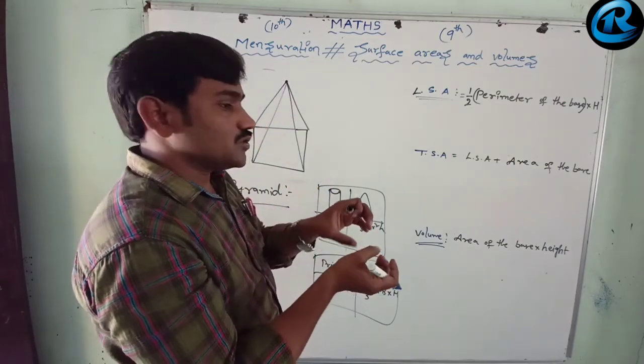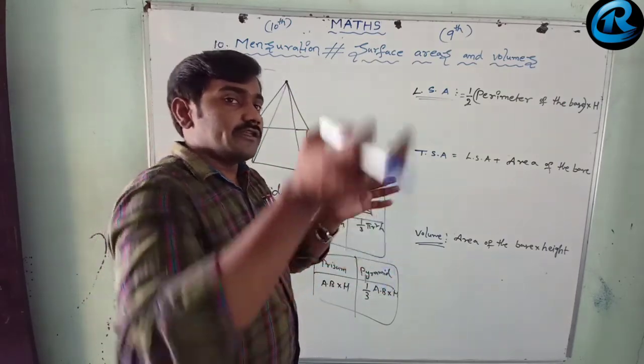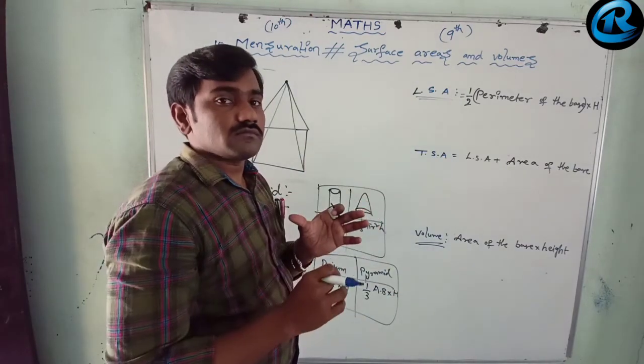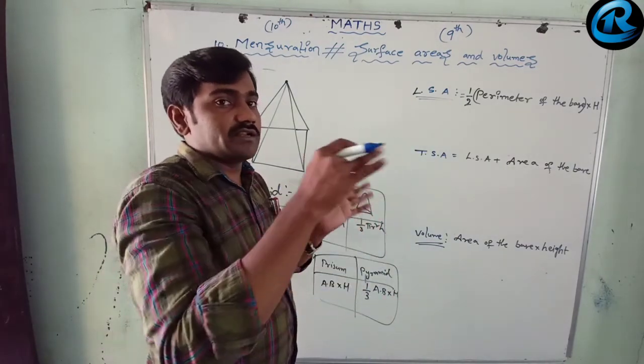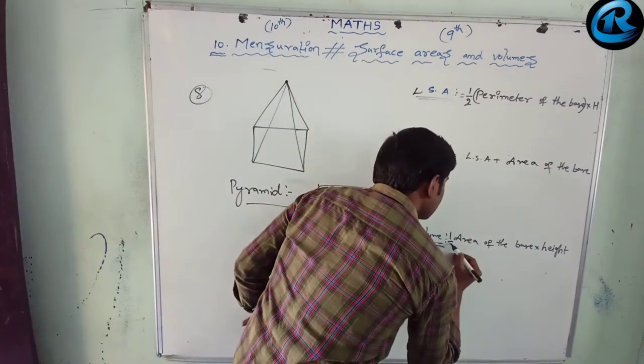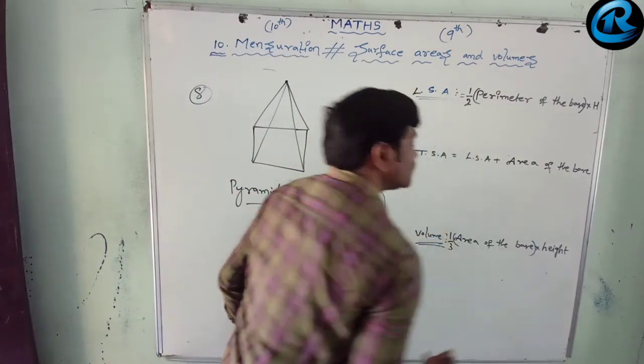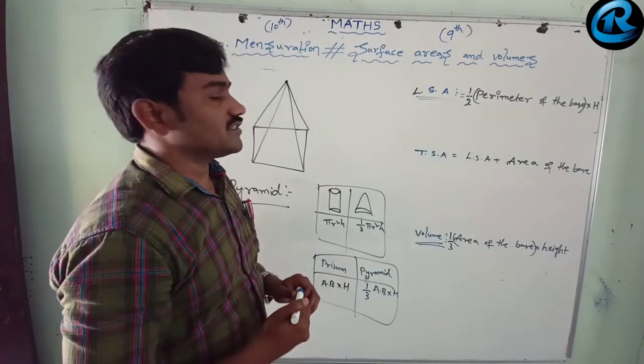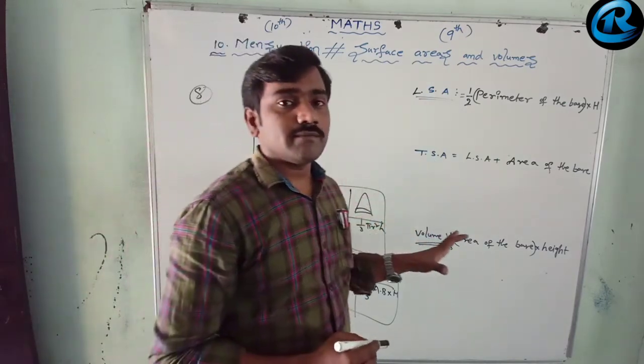If you take a pyramid and fill it with something and pour it into the prism, after 3 times the prism will be filled up. Okay, then the small thing here: 1 by 3 of area of the base into height, and these are the formulas. Now I will write all these formulas.